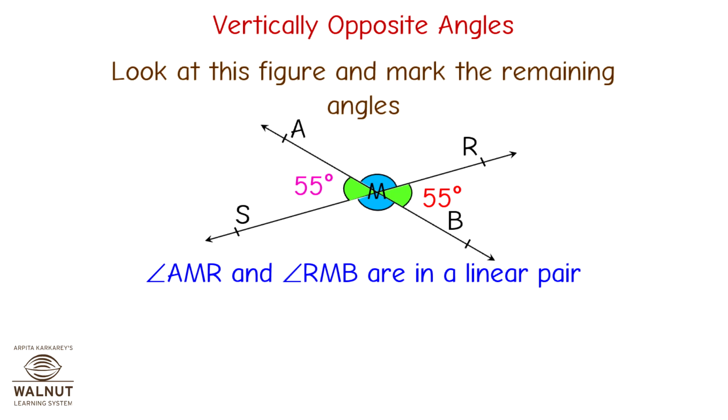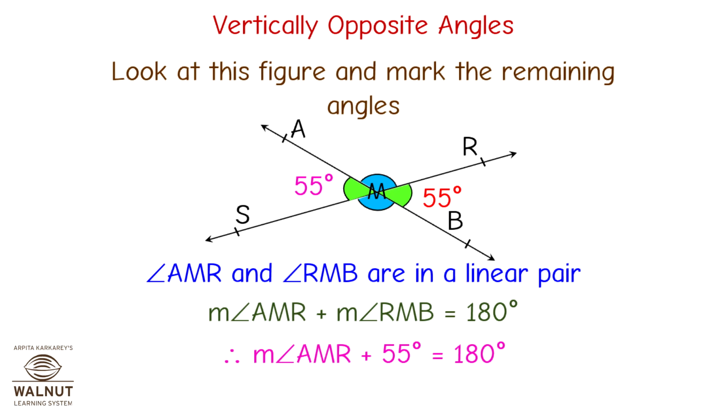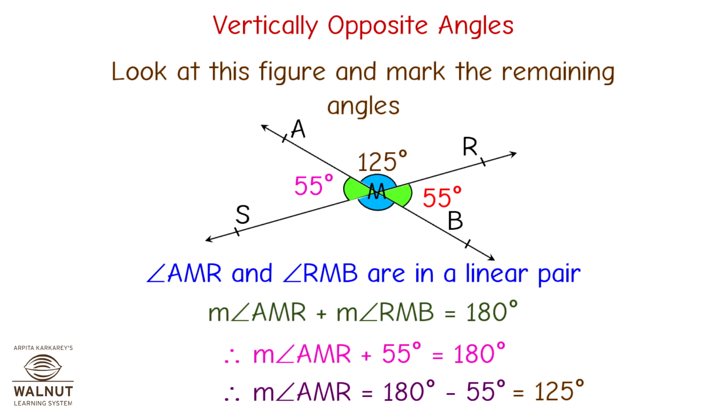Angle AMR and angle RMB are in a linear pair. So, measure of angle AMR plus measure of angle RMB is equal to 180 degrees. Therefore, measure of angle AMR plus 55 degrees is equal to 180 degrees. Therefore, measure of angle AMR is equal to 180 degrees minus 55 degrees is equal to 125 degrees.